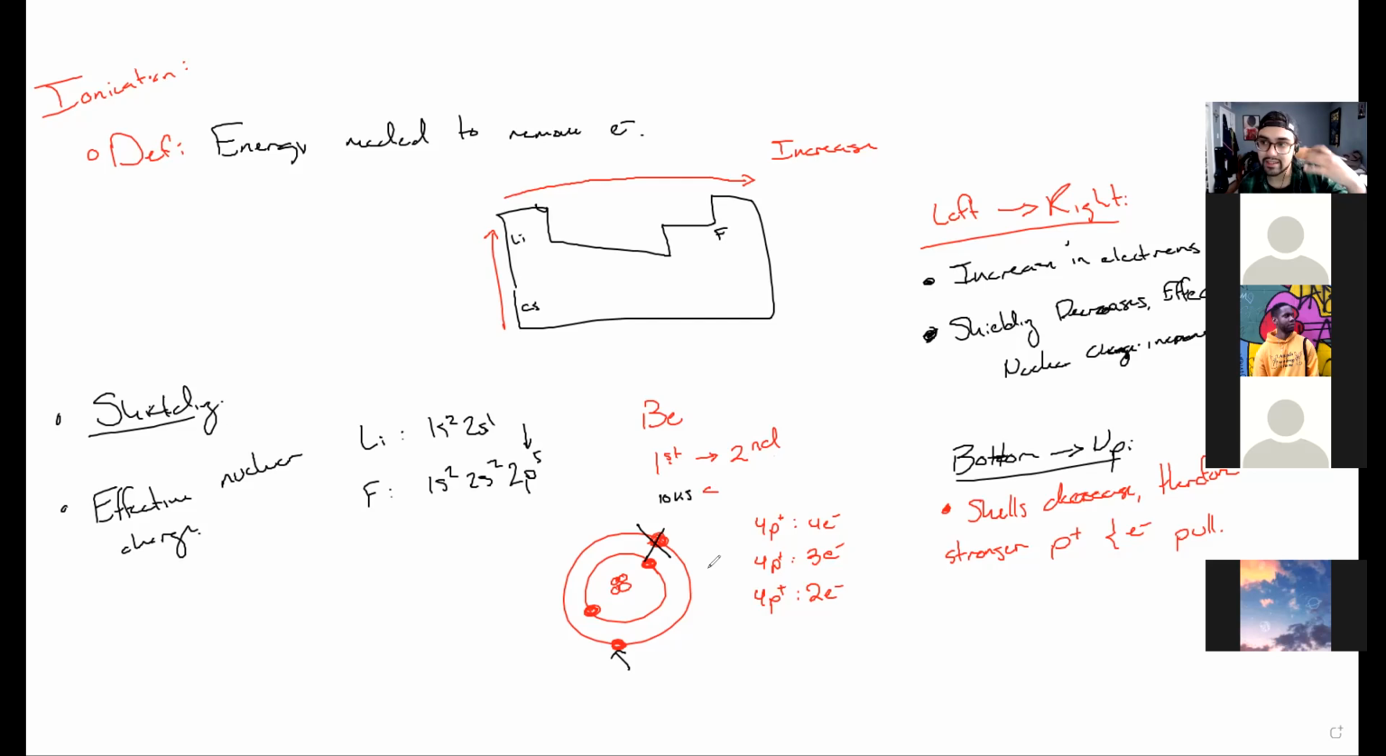And that's typically how the trend goes. It increases in ionization, because we're going from beryllium to beryllium +1 to beryllium +2.